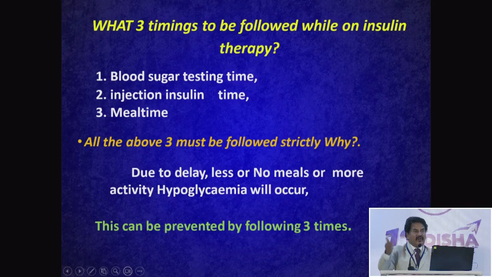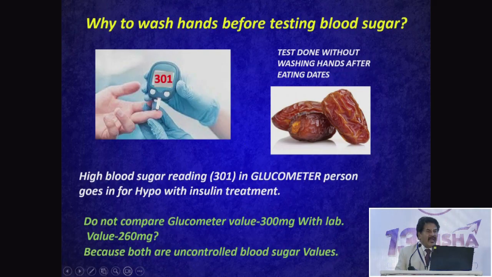The injecting insulin timings, number 2. Number 3, meal timings. This should be maintained strictly. Otherwise, delayed meals, no meals, etc., the patient may land up in hypoglycemia. This can be prevented by following the 3 timings. And also it is quite happening in many of the places.